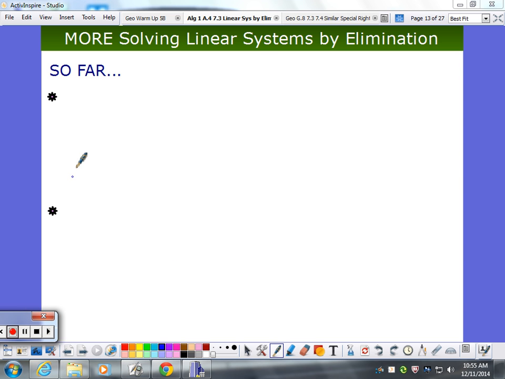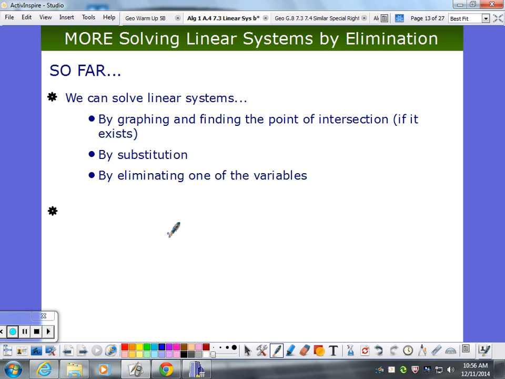Continue. So what do we know so far about our linear systems? We can solve linear systems three different ways. You can graph them and find the point of intersection. The best part about this is that it's easy to understand. What is it we're trying to do when you solve a linear system? What point, what xy pair exists on both lines? That's what we're doing. So graph the lines and look.